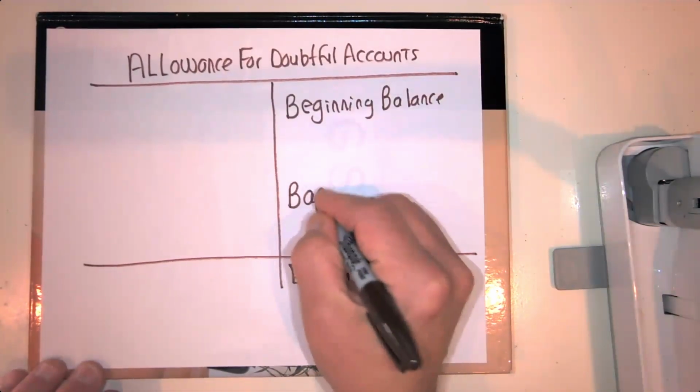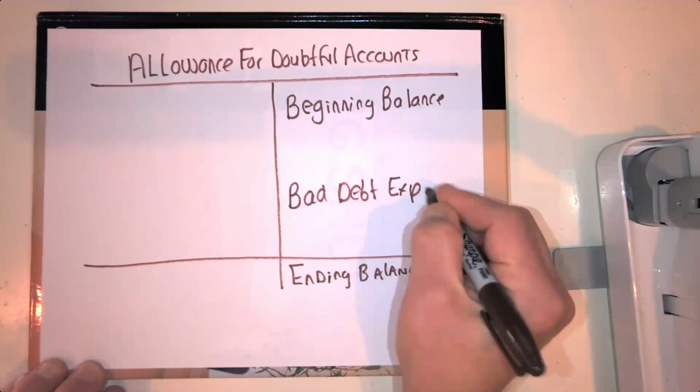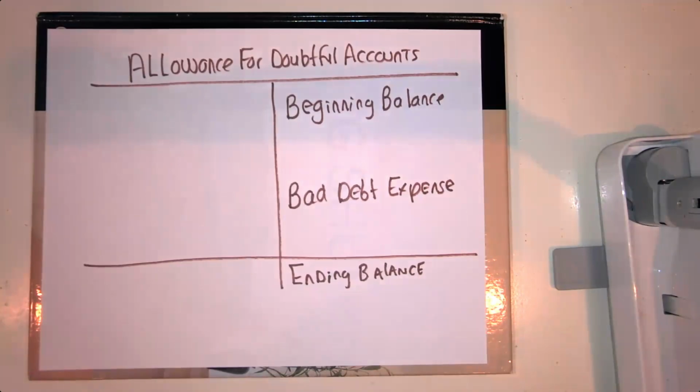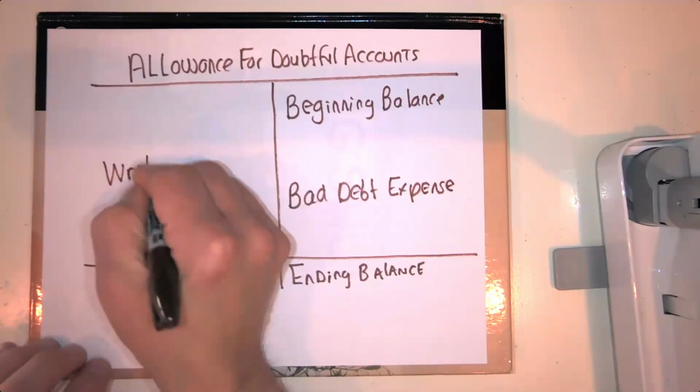So you'll find bad debt expense on the credit side of the T account. That's an increase. The debit, the decrease side, that would be what's called our write-offs.